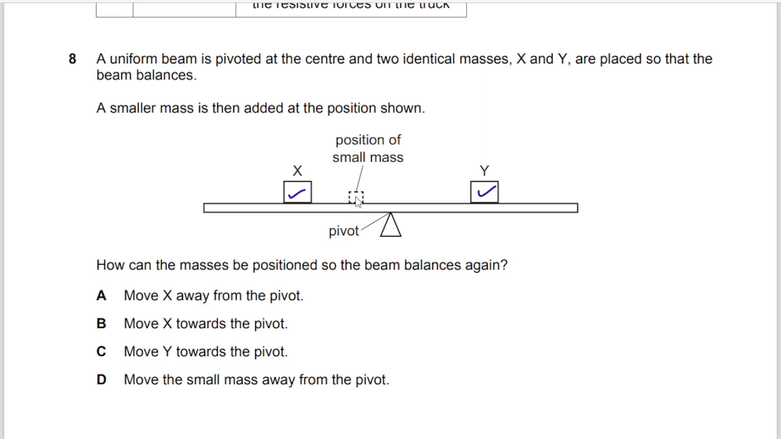Obviously when you put one more mass here, the beam will become unbalanced, because there is more moment of force on this side. So we have to make some arrangements on this side only. Because the moment has increased, we need to decrease that moment, so we can decrease the distance of the mass X. How will we decrease its distance from the pivot? We can move it towards the pivot to balance the beam. So move X towards the pivot. The correct option is B.